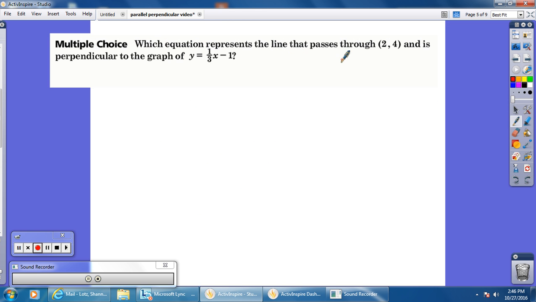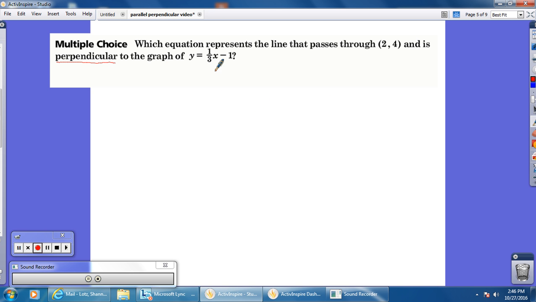Now let's do some perpendicular, okay? Perpendicular, let's locate our slope. So our slope is 1/3, but this is perpendicular, so we don't keep it. We do not keep it. We have to do those steps.